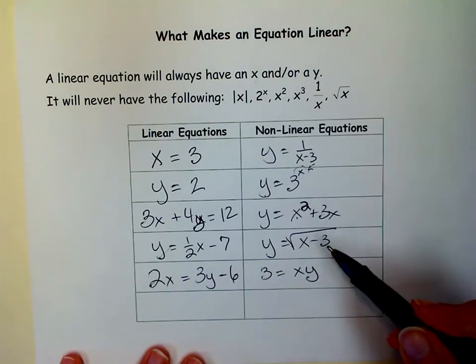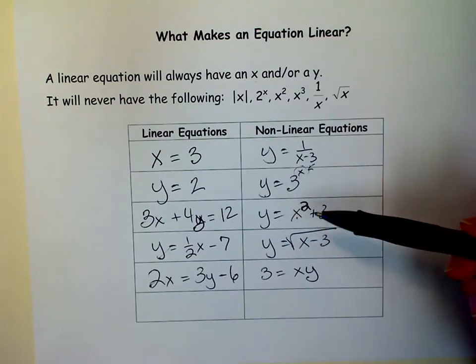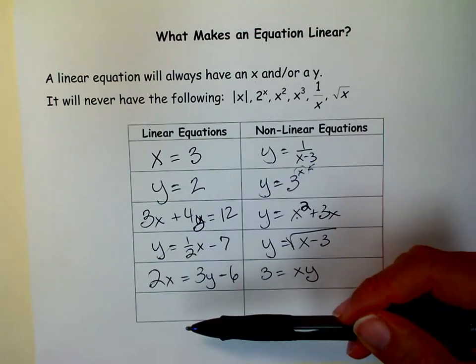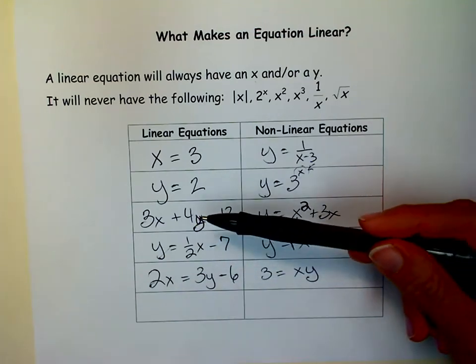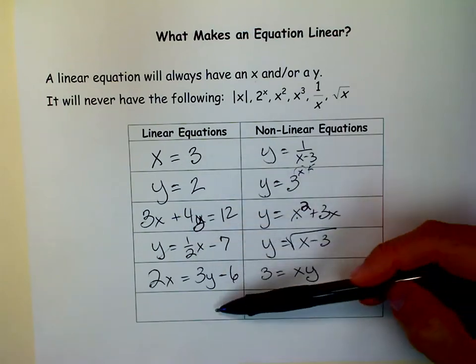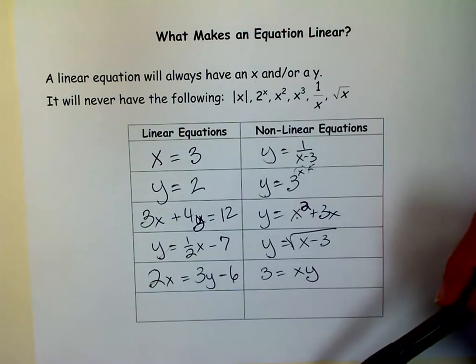So these are some of the things to look out for when you're deciding if equations are linear or not. Remember, you can just have a plain old x plus or minus a plain old y. You can have one of them or both of them. But if you have both, there needs to be a plus or a minus sign that separates them, or they need to be on opposite sides of the equal sign.